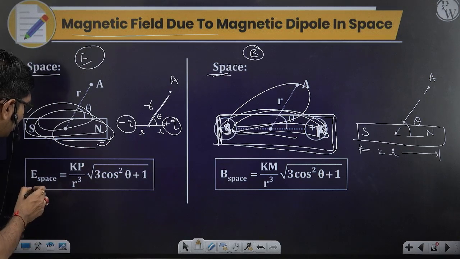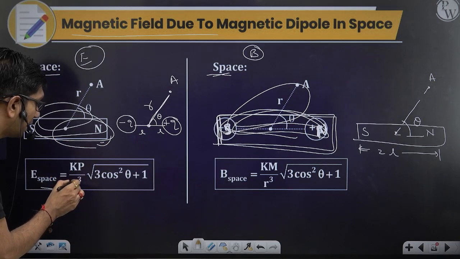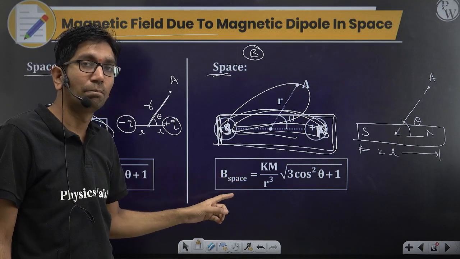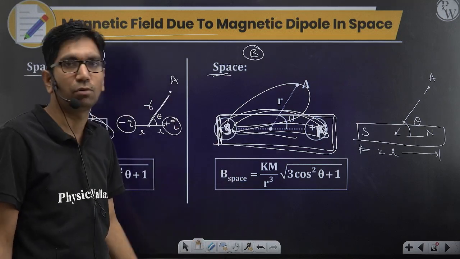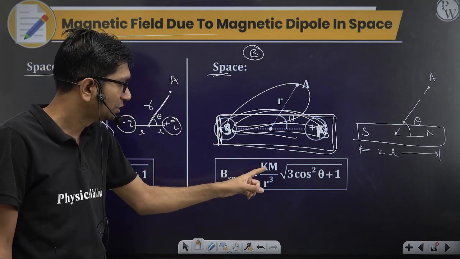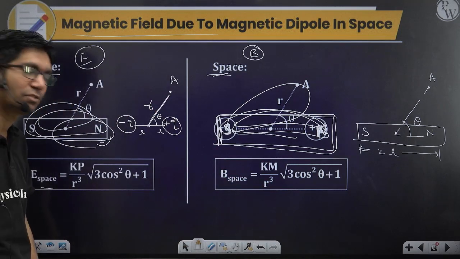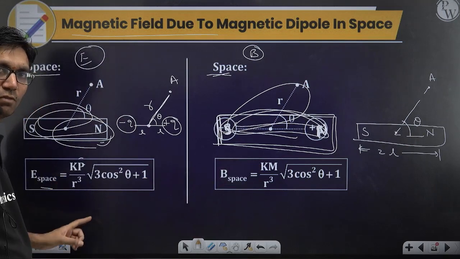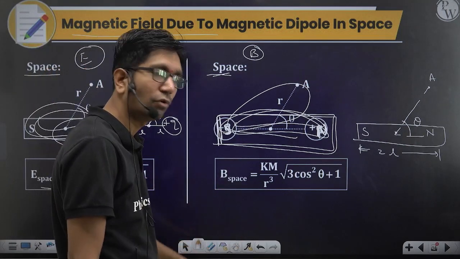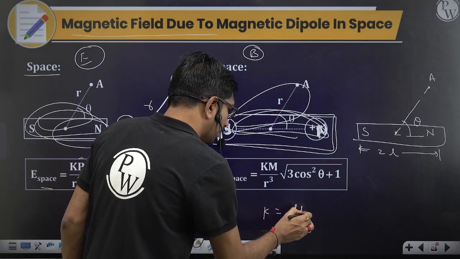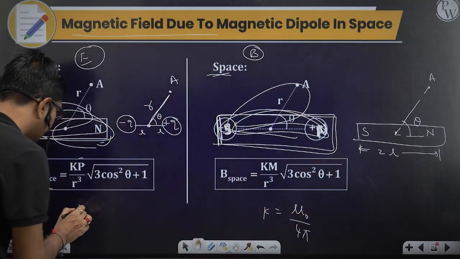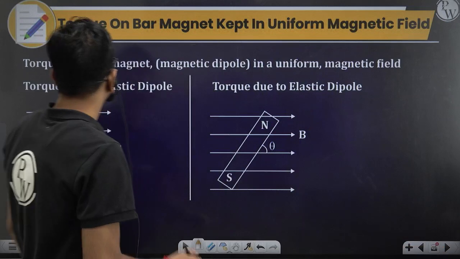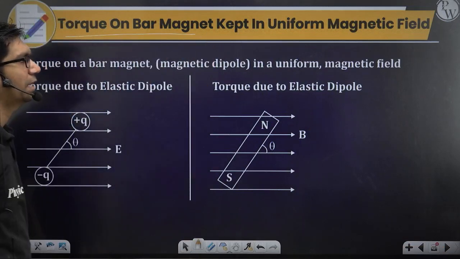The electric field intensity at any point in space is Kp by r cube, root of 3 cos square theta plus 1. And the magnetic field intensity due to the magnetic dipole at any point in space is Km by r cube, root of 3 cos square theta plus 1. Just replace the P with M. You know the K value here: 1 by 4 pi epsilon naught. Here it is mu naught by 4 pi. Remember this one. Next, torque on a bar magnet kept in a uniform magnetic field.